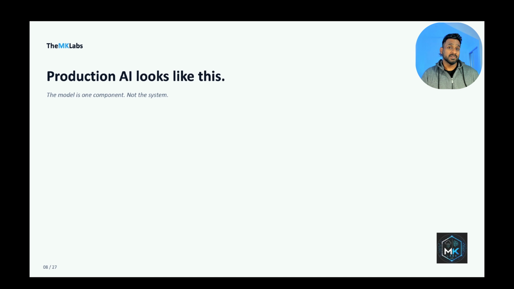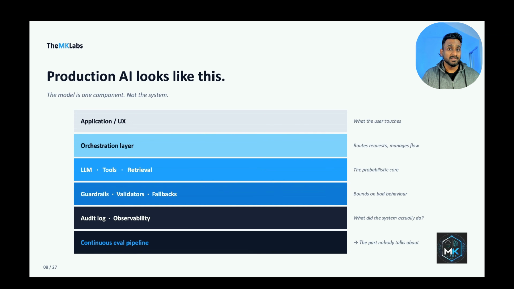And this is what production AI looks like. The model is one component, not the system. At the top, the application and the UX. This is what the user touches. Your end user experience really matters. Then orchestration, routing requests and managing flow. Then the probabilistic core, the most important part: the LLMs, tools, retrievals. But what makes it production is everything around that. The guardrails, validators, fallbacks, audit logs, observability, and the part nobody talks about, continuous evaluation.